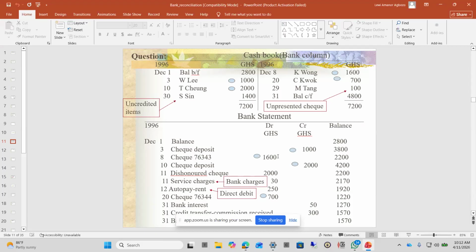Please continue. On the 11th December, service charges on the debit side, that's 30 cedis, and the balance was 2,170. And on the 12th December. Did you notice something about the balances? Yes, sir. What do you note? What did you notice? It keeps on depreciating.